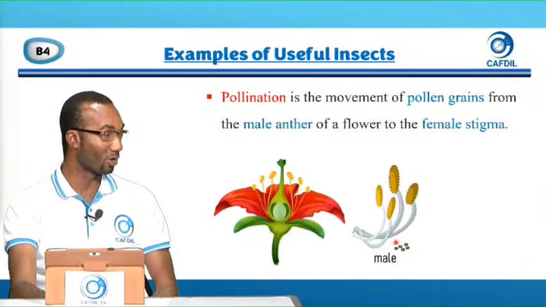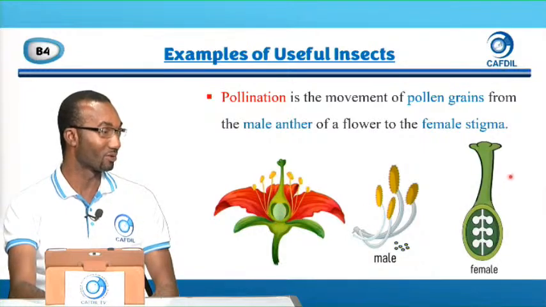So this is what we call the pollen grains. And this is the anther, the male part. And this part that you see here also contains an egg, and that is the female part. So this is the female part of the flower, and it contains some eggs. So this one has 1, 2, 3, 4, 5, 6 eggs inside.